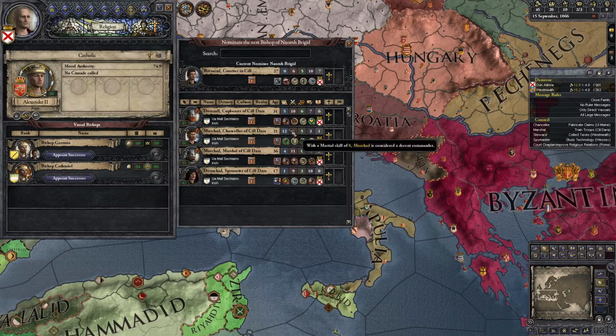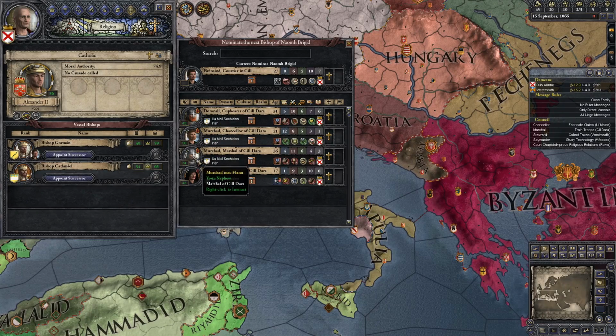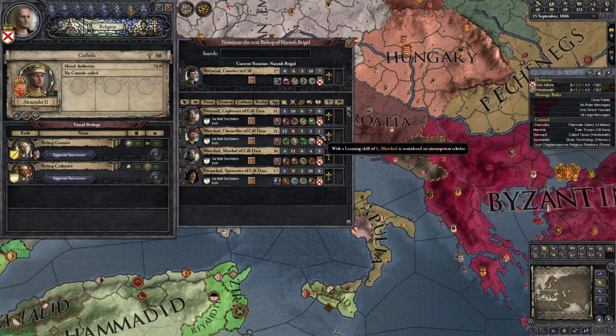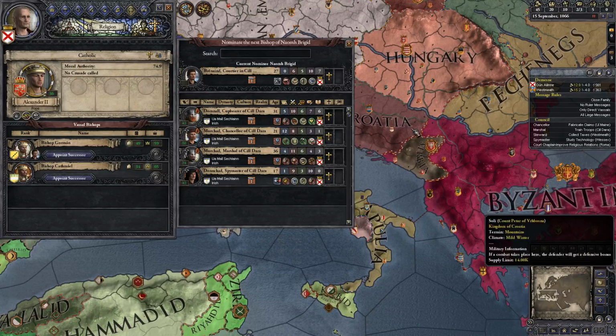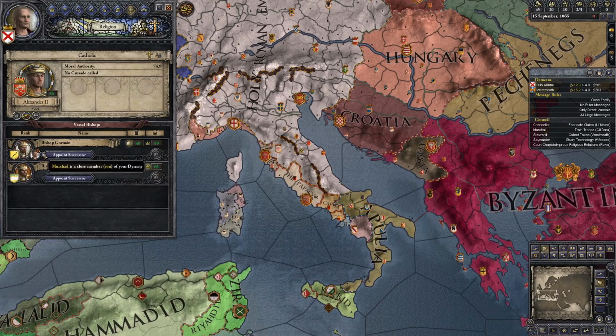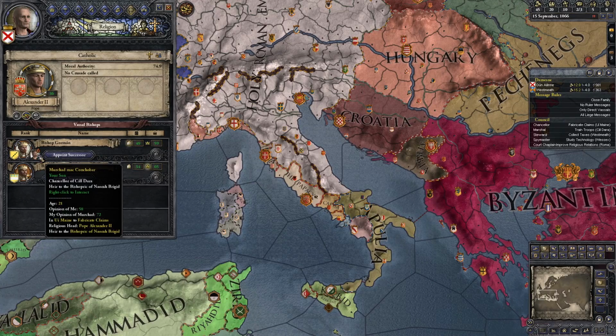Here's the thing. Murchad, my younger son, would be objectively terrible as a bishop. Because his learning is really terrible. But the benefit is... I'm going to do it. Murchad's going to hate me for that. At least he might.